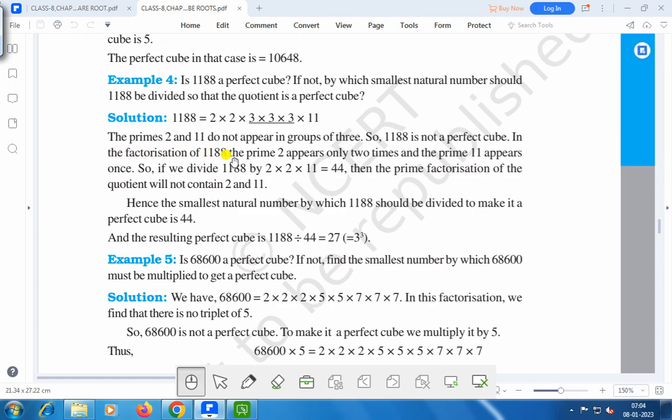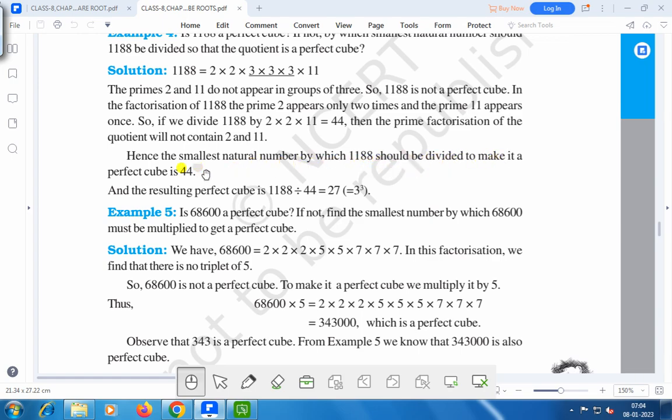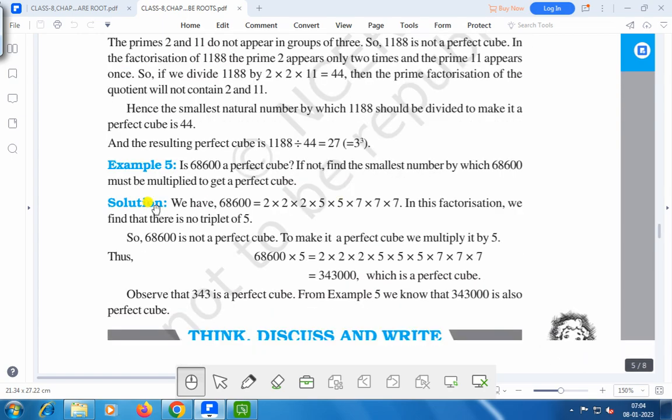In the factorization of 1188, the prime 2 appears only 2 times and the prime 11 appears once. So if we divide 1188 by 2 into 2 into 11, that is 44, then the prime factorization of the quotient will not contain 2 and 11. Hence, the smallest natural number by which 1188 should be divided to make it a perfect cube is 44, and the resulting perfect cube is 1188 divided by 44, that is 27, that is 3 cube.